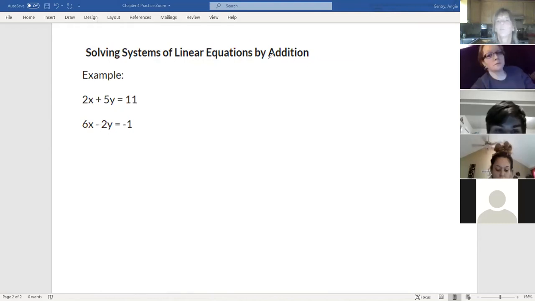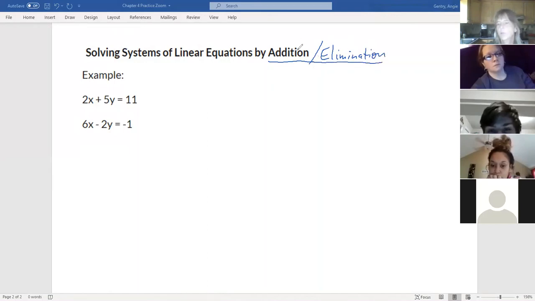Okay, so now it says by addition. In the old book, it called it the elimination method, so it would have said solving systems by elimination. In this book, it says use addition. I'm going to tell you, think of it as a combo. Because if you do, these two words right here tell you exactly what to do. You're going to add these two lines. There's line 1 and line 2. You're going to add them together.